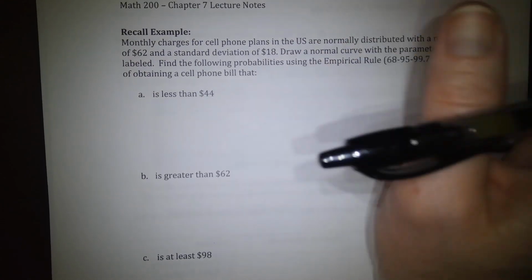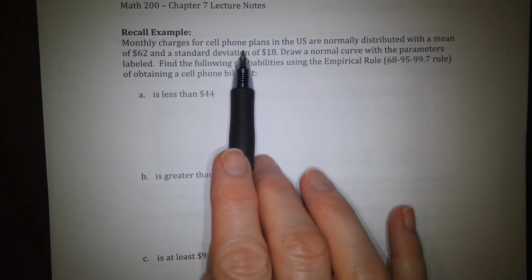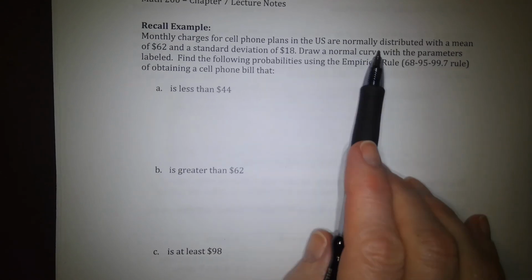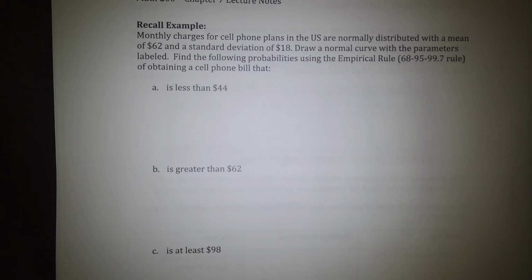Okay, now on to the question that I started to do when I skipped that page. Monthly charges for a cell phone plan in the U.S. are normally distributed with a mean of $62 and a standard deviation of $18. Draw a normal curve with the parameters labeled. Find the following probabilities using the empirical rule.